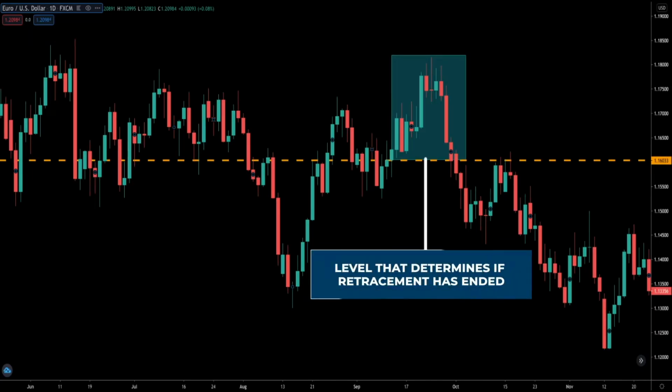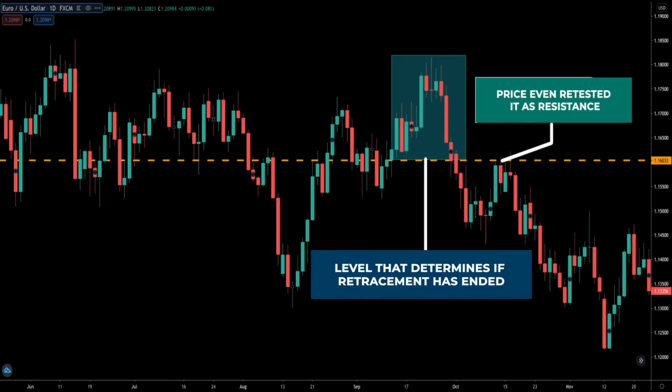This level here is the level that will determine if the retracement has ended. And you can see that once price broke through the level, price went on to resume its trend. Now, how did I get this level? I will touch on all the juicy details shortly.